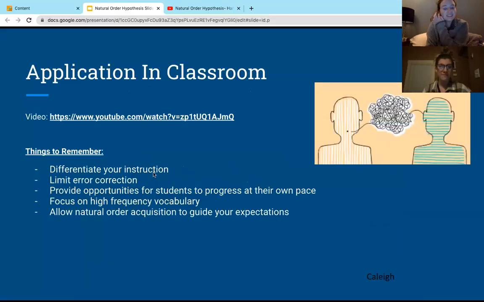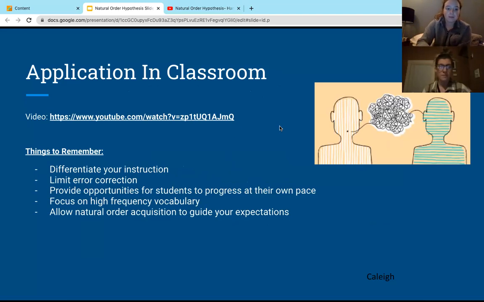All right. So just like that video had said, that kind of just went over a little bit more into depth of what this hypothesis is about. But also when you're applying it to the classroom, you want to just really focus on how your students are learning and to make sure that they are focusing at their own pace when it comes to learning their new language.